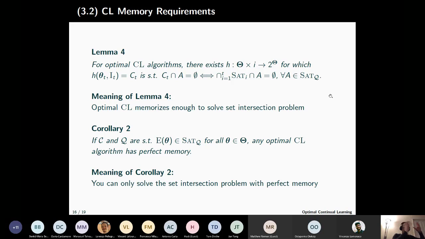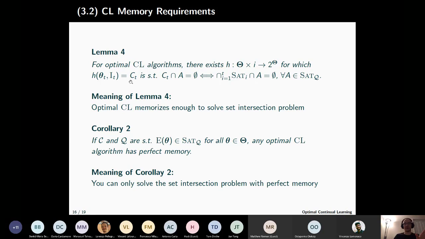And when you have this perfect memory definition in place, you can then basically show that, so this is lemma 4, this is the first result on the slide, that an optimal continual learning algorithm needs to be able to memorize enough to solve the set intersection problem at each time point.